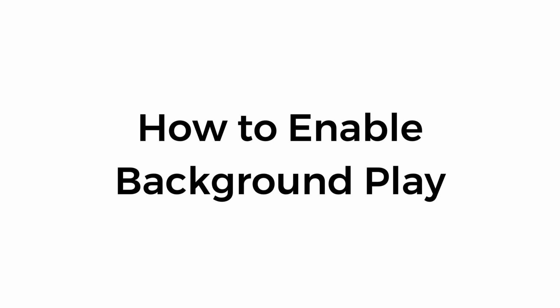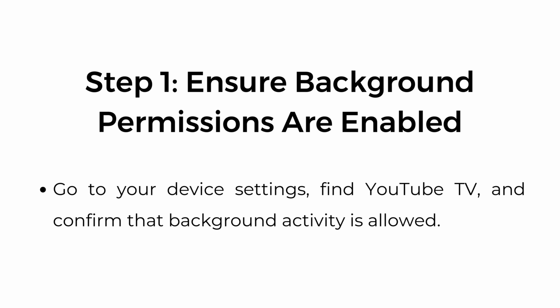How to enable background play. Step number 1. Ensure background play permissions are enabled. Go to your device settings, find YouTube TV, and confirm that background activity is allowed.